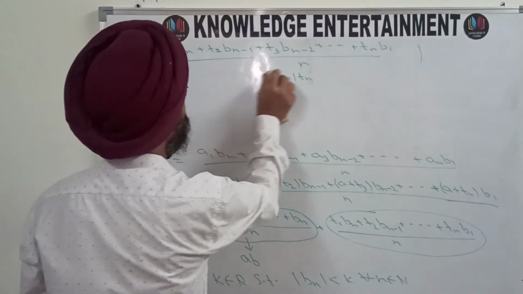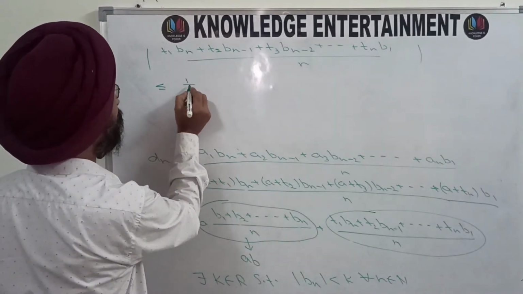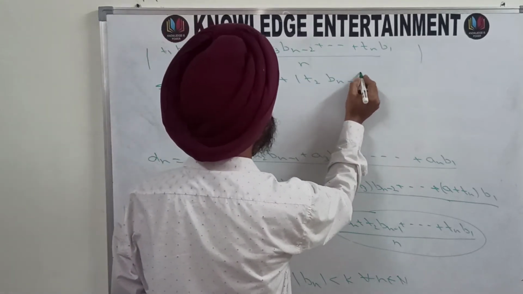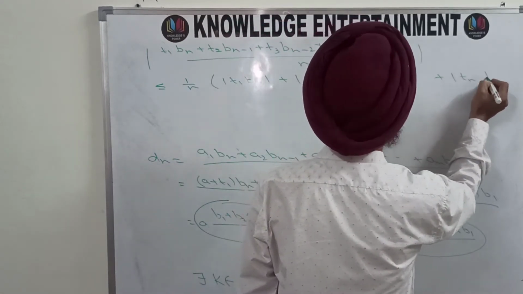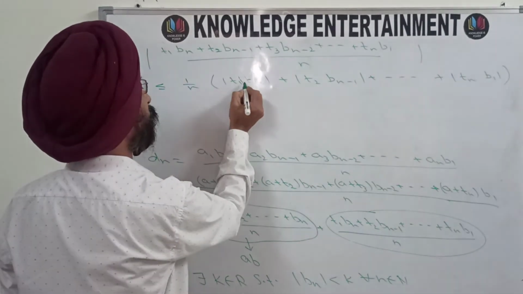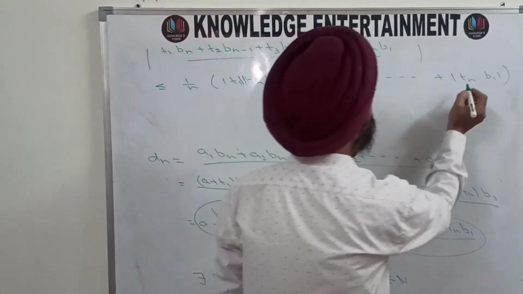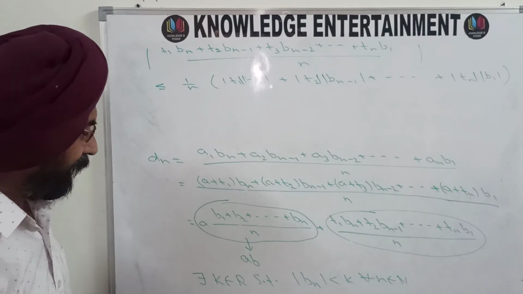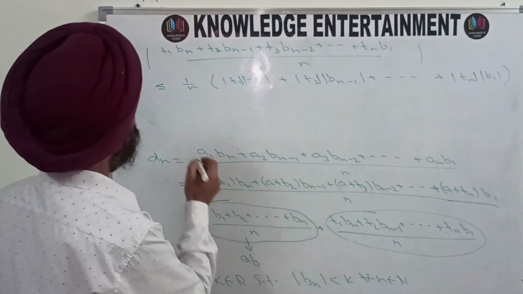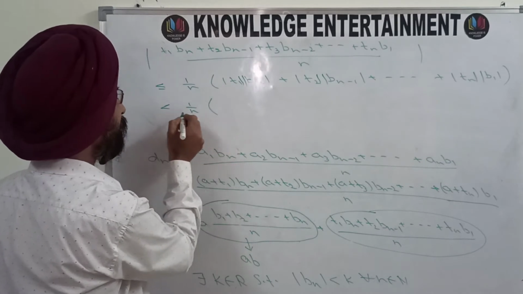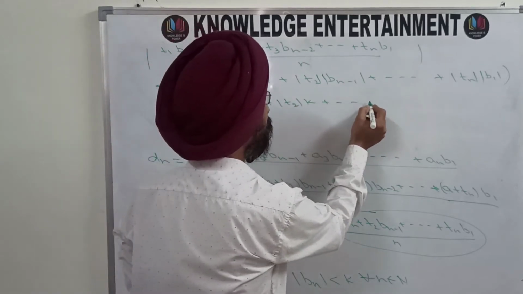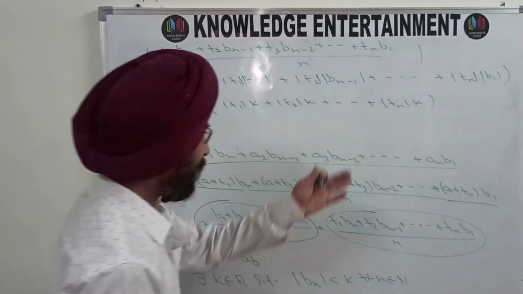actually here you have to separate: 1 by n times mod of T1 B1 plus mod of T2 Bn-1 plus and so on mod of Tn B1. And this mod of T1 Bn can be written as mod of T1 into mod of Bn, similarly mod of T2 into mod of Bn-1, mod of Tn into mod of B1. And every mod of Bn is less than K. So each of these is less than K, so you will have less than or equal to 1 by n times T1 K plus T2 K plus and so on Tn K.